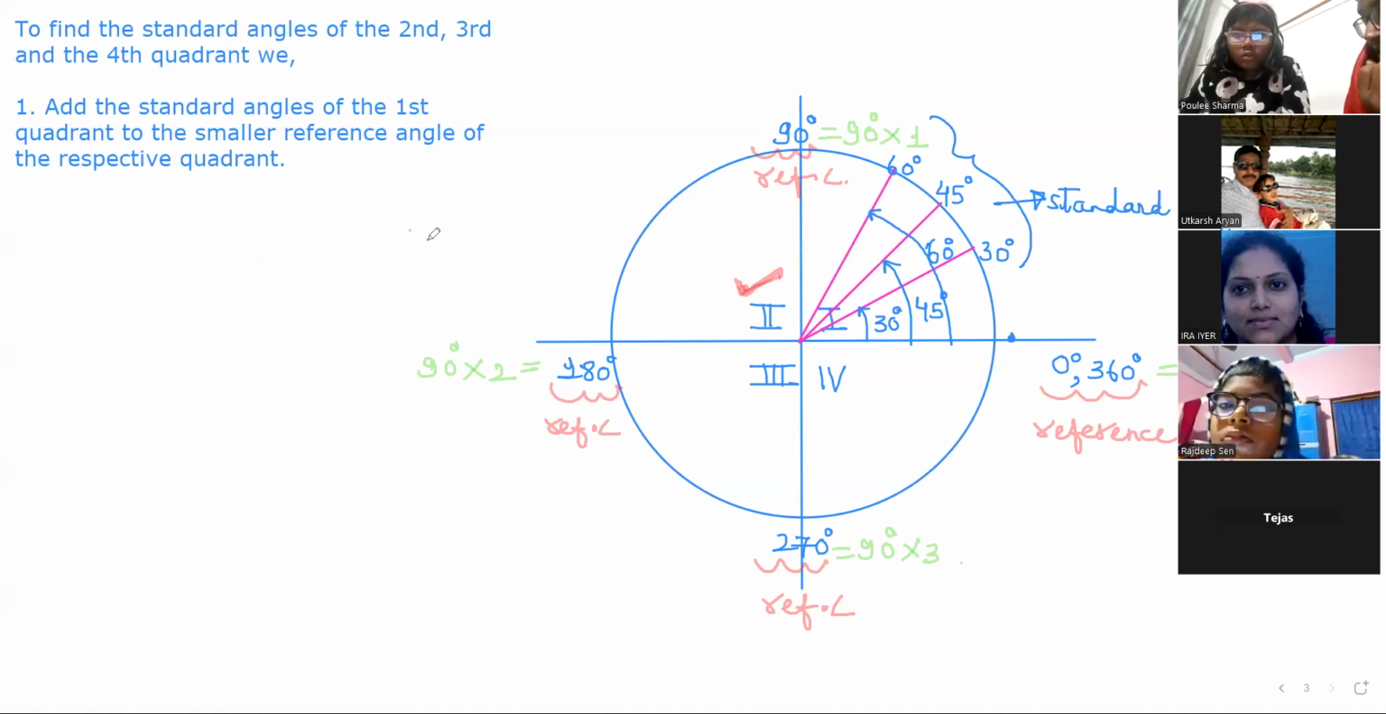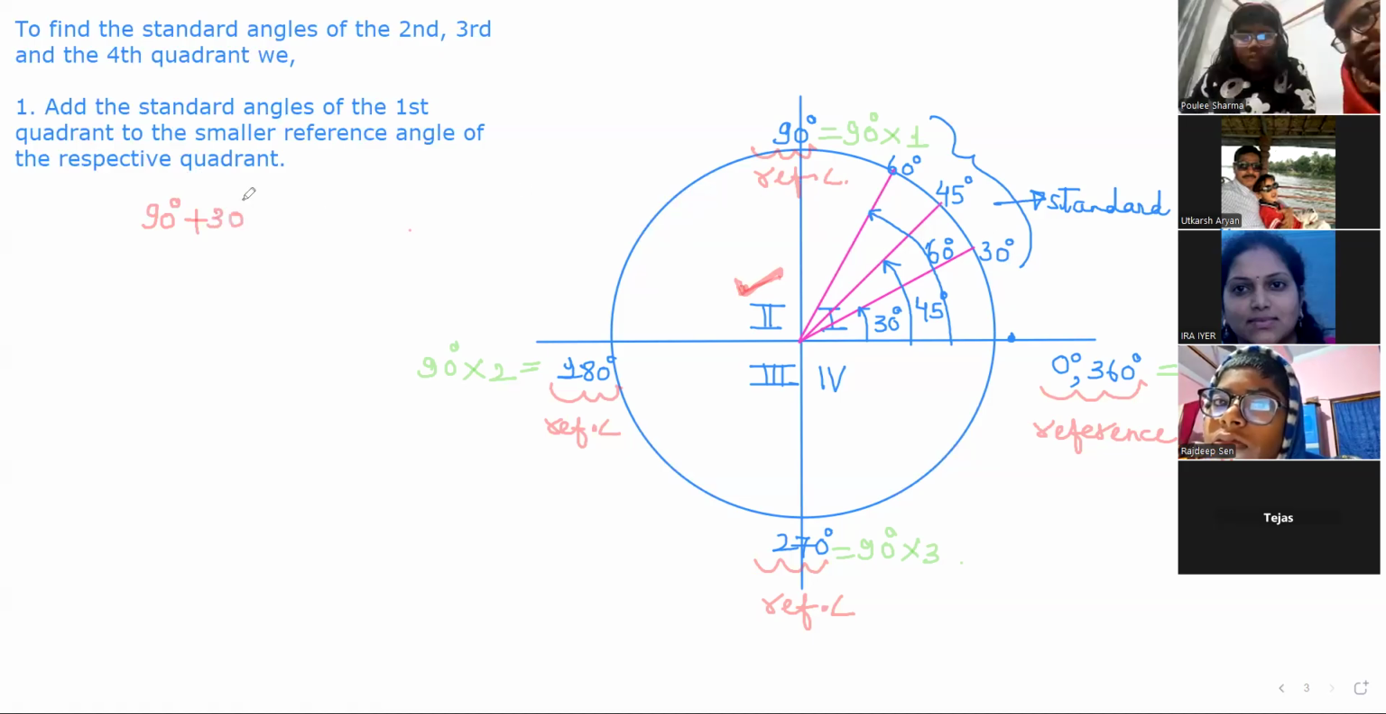Okay, no worries. Ira, what is the smaller reference angle of second quadrant? 90 degrees. Rajdeep, you are late. 90 degrees. So to this 90 degrees, we have to add the standard angles of first quadrant.